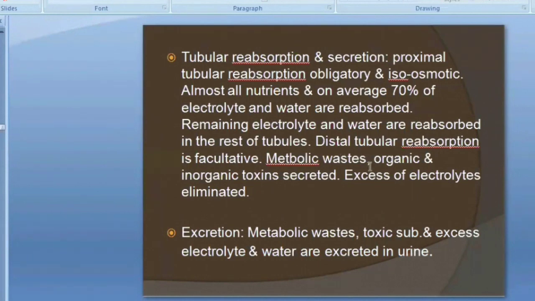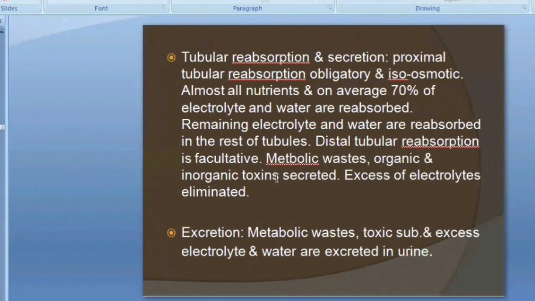And metabolic wastes, organic and inorganic toxins are secreted. As a result of metabolism, metabolic wastes are produced, which are lethal for the body, which can create problems for the body. These are removed through the kidneys, and particularly if it is water soluble, then it is released through the kidneys, and there could be toxins.